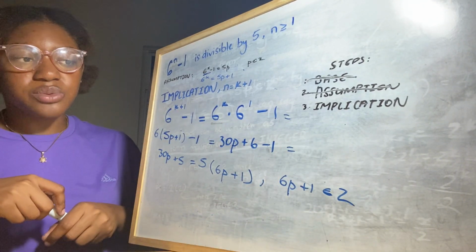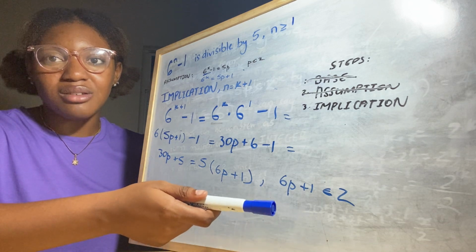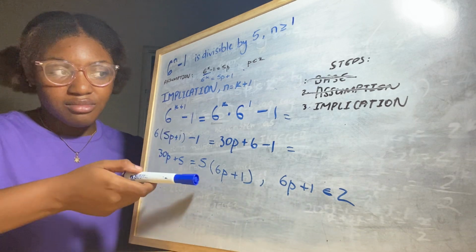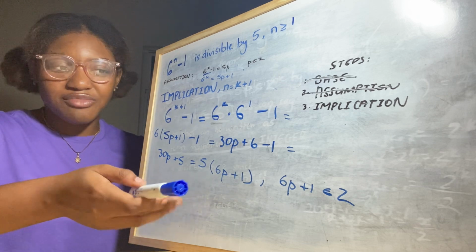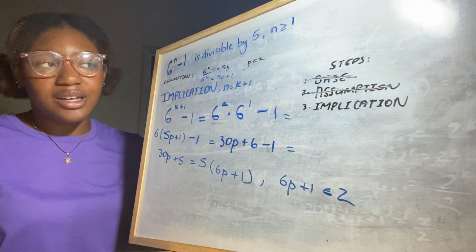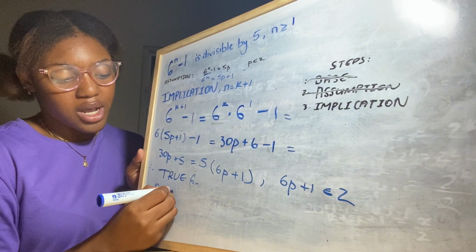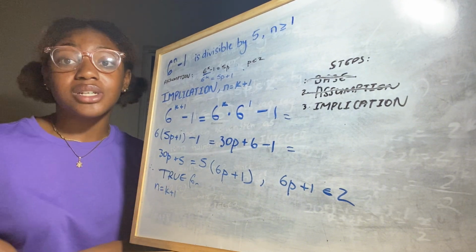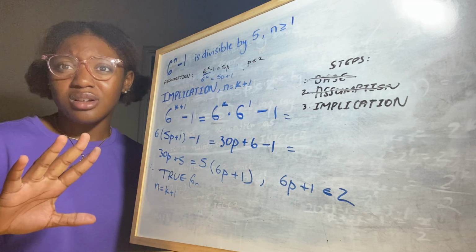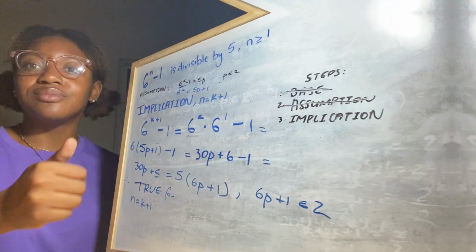And because 6p plus 1 is an integer, because recall, we already said that p is an integer. So if we have 6p plus 1, it must be an integer as well. So since this is an integer, we can write this in the form of 5 times an integer. That means that the expression is divisible by 5, and that would make it true. So n is equal to k plus 1, and since it's true for n is equal to 1, n is equal to k, and n is equal to k plus 1, we can make the general conclusion to say that it's true for every n that is greater than or equal to 1. But here's our final question.